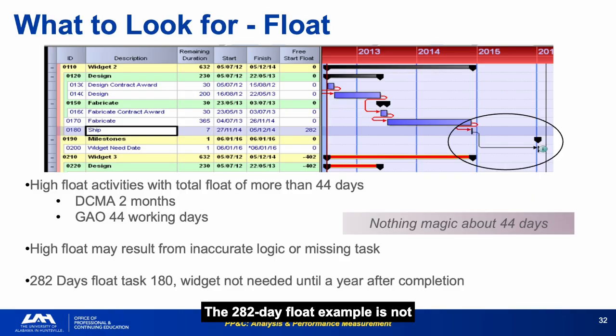The 282-day float example is not rare. Schedules frequently contain tasks that look like they have enormous schedule cushion because the downstream dependencies are not properly coded. When you find a task with suspiciously high float, trace its successors. The most common finding is that one or more critical dependencies are missing.